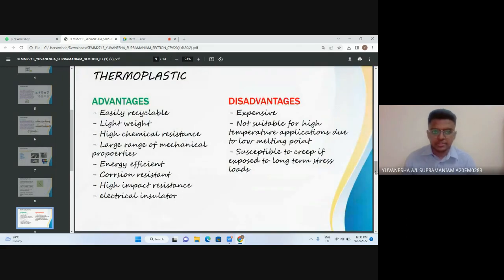Now I will move on to the advantages and disadvantages of thermoplastic. There are a few advantages of thermoplastic products such as easily recyclable, lightweight, high chemical resistance, large range of mechanical properties, energy efficient, corrosion resistant, high impact resistance, and electrical insulator. Whereas on the other part, the disadvantages are it is expensive, not suitable for high temperature applications due to low melting point, and it is susceptible to creep if exposed to long-term stress loads, and also easily brittle.